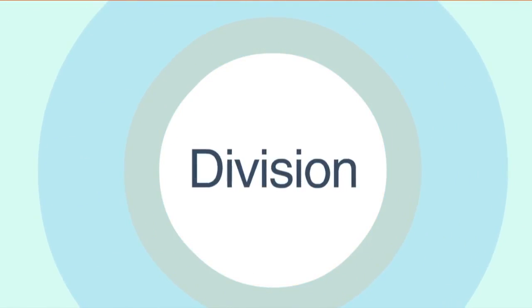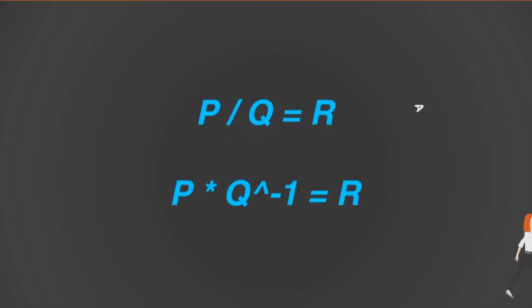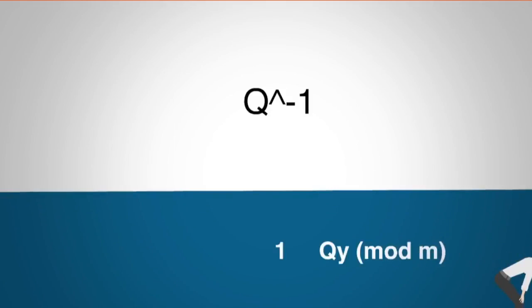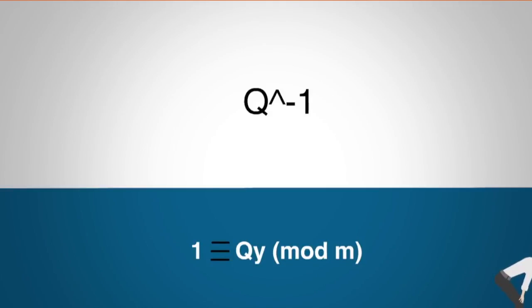So moving on to division. This is the last operation. So p divided by q can be rewritten as p times q to the power of negative 1. We can find q to the power of negative 1 by using the Euclidean algorithm, also using some modular arithmetic. As you see here on the screen, we have an equation using modular arithmetic, where the residue of y will equal q to the power of negative 1, or the inverse of q.